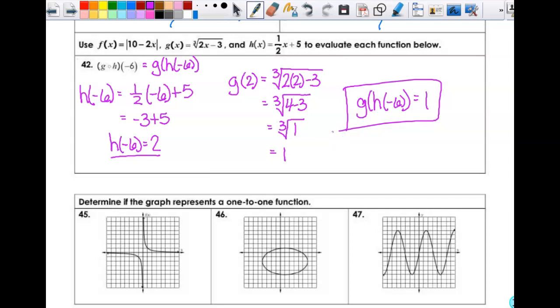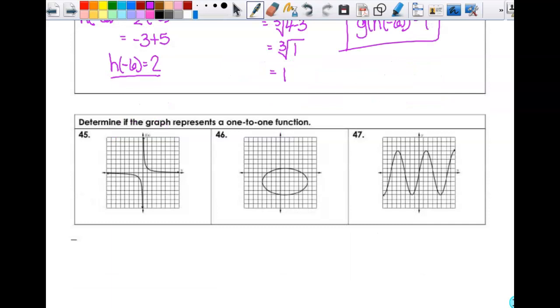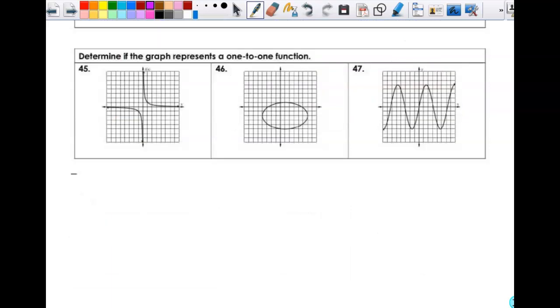Okay. Now for the last section. It says determine if the graph represents a one-to-one function. All right, well, one-to-one function, remember, first of all, it has to be a function, so this passes the vertical line test, we're good. Then we have to see if it passes the horizontal line test. It does, so that means yes, it is a one-to-one function.